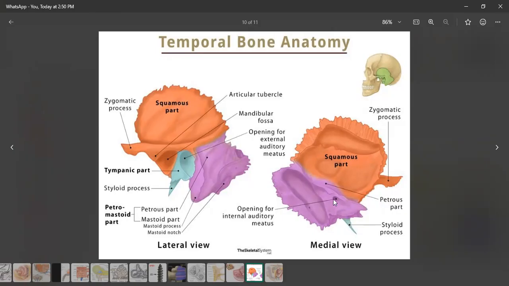So the internal auditory meatus, that's this. The opening for that is situated here in the petrous part. And this diagram is not completely accurate, but if you take it, this is the external auditory meatus, right? So this external auditory meatus is formed superiorly by the squamous bone. So here they're showing it in blue, saying that it's the tympanic bone, but it's actually formed superiorly by the squamous part of the temporal bone, and inferiorly it's formed by the tympanic part, right?